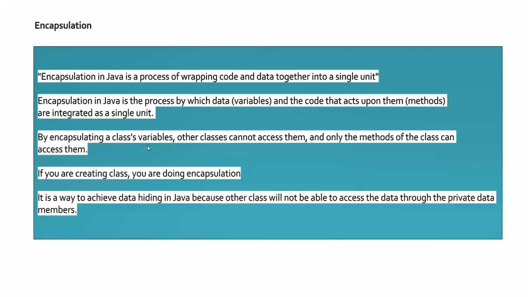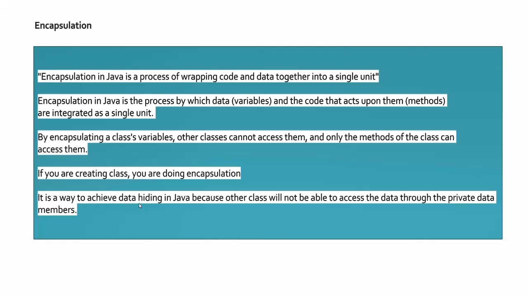By encapsulating class variables, other classes cannot access them, and only the methods of that class can access them. So, with the help of encapsulation, we can hide the data from other classes. If you are creating a class, then you are doing encapsulation, because you put all your variables and methods in that particular class itself. That is the reason whenever you write any class, you are encapsulating.